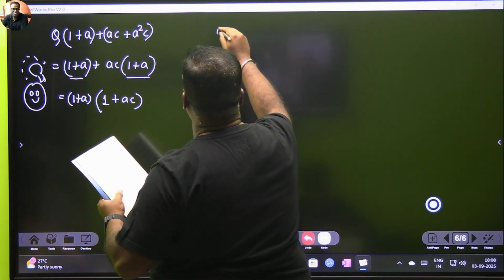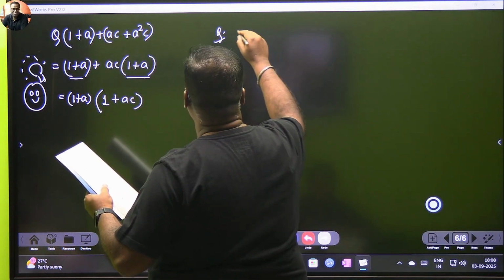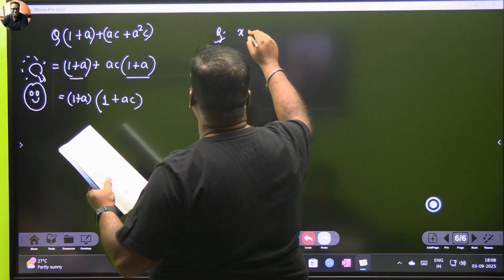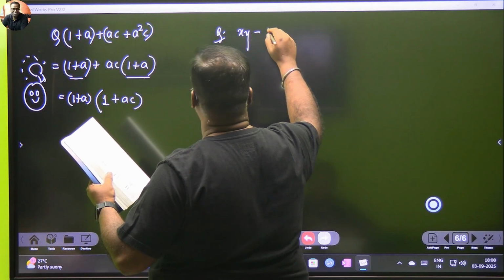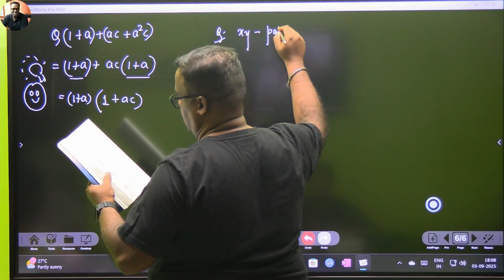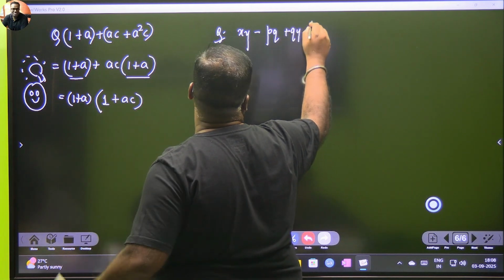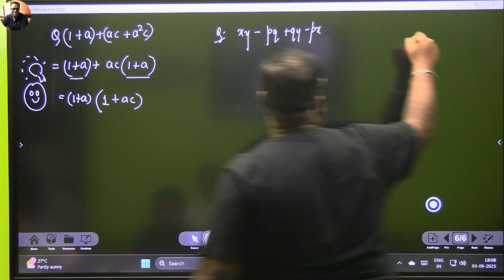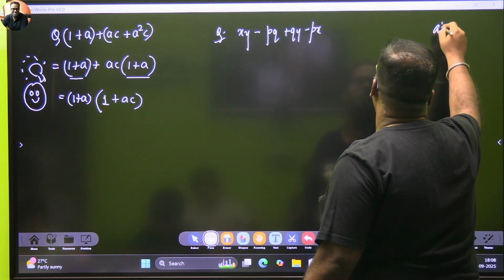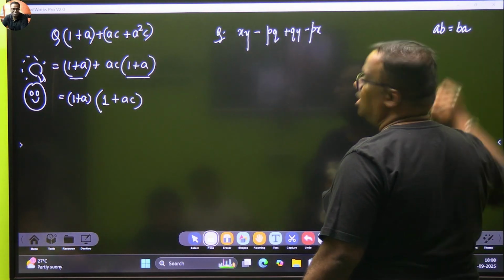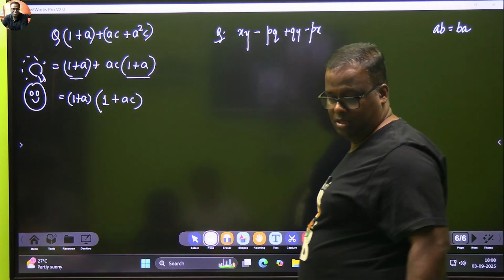Okay, let's see this question now. You have to get a hang and a feel of it. XY minus PQ plus QY minus PX. Children, I hope you know these things, right? Multiplication is commutative. AB is the same as BA. Doesn't make any difference. Now let's do this problem.